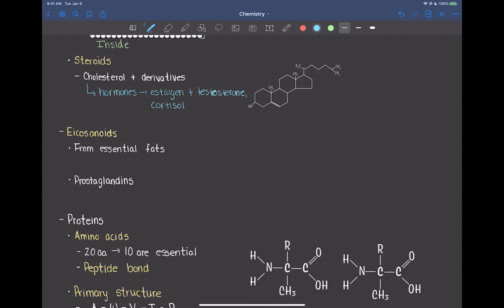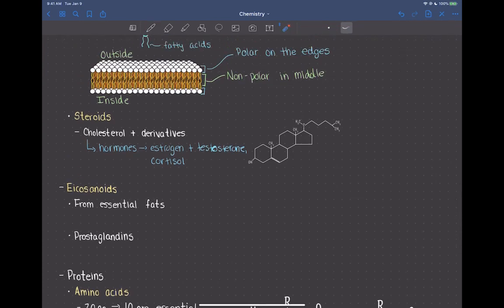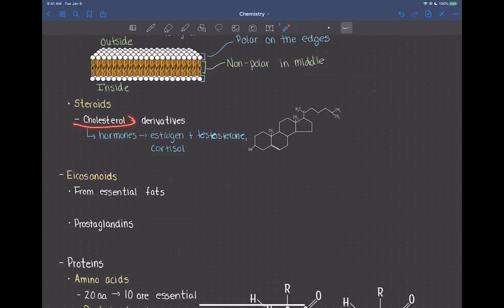Cholesterol is also really important with this phospholipid bilayer. So you'll have these little bits of cholesterol embedded in the cell membrane, and it helps with the structure of that membrane. So it makes it a little more rigid, so the cells can have a shape to them. Okay, so cholesterol can be in the cell membrane, and it also can be used to make these really important hormones.